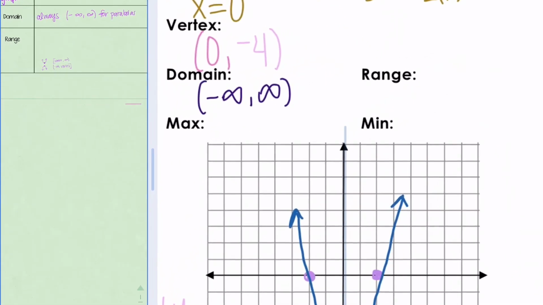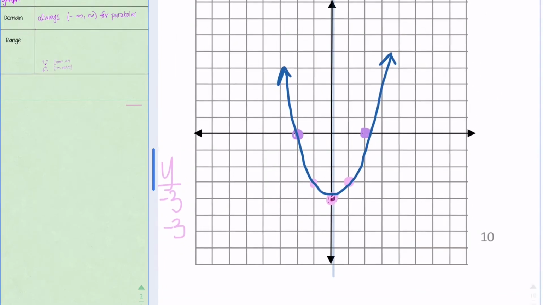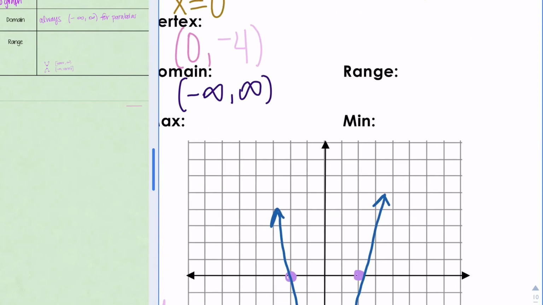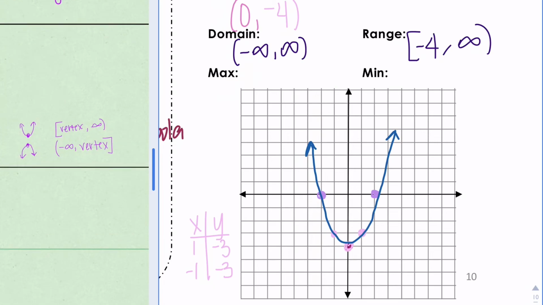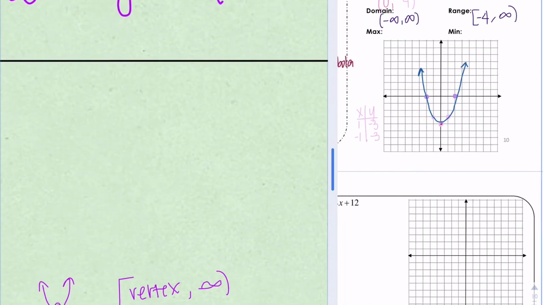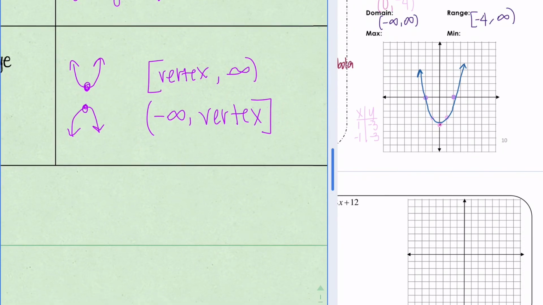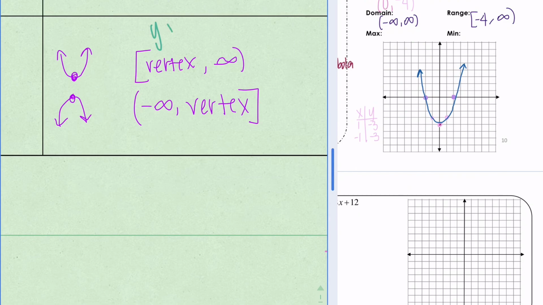Our range. So our range is all of our y values. Well, our y values seem to start right here and go up forever. So they start at -4 and they go up to positive infinity. So in this case, they start at -4 bracket and go up to positive infinity. That's pretty much always going to happen if we are working with a parabola that's going up. Your range is going to start at the y value of the vertex to infinity.